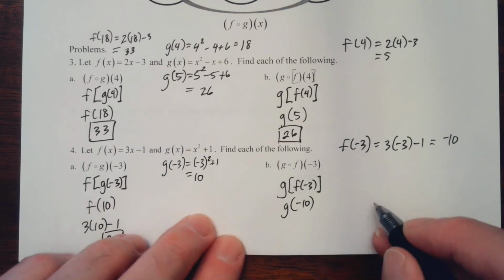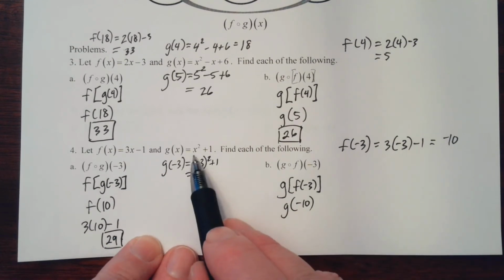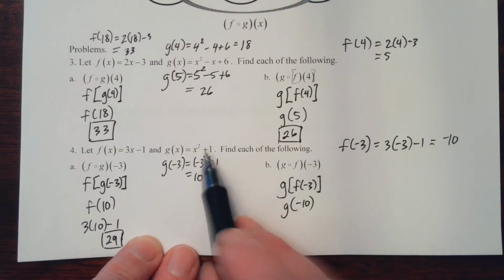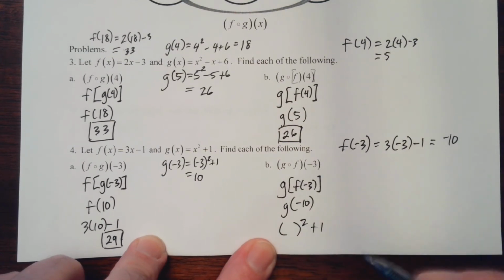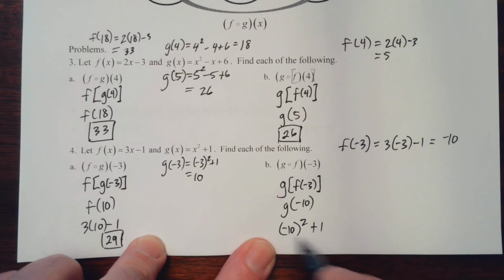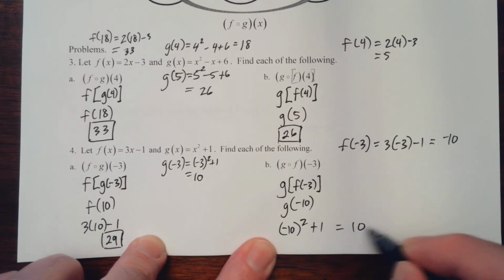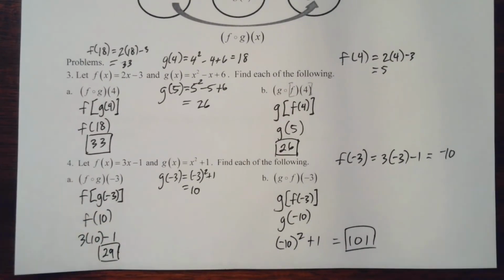So now we can plug negative 10 into the g function. Well, remember, the g function squares your input and then you add 1. So we're going to square the input and add 1. Our input here is negative 10. And so that's 100 plus 1, which is 101. And so that's our first page. Let's move on to the back, or the second page.